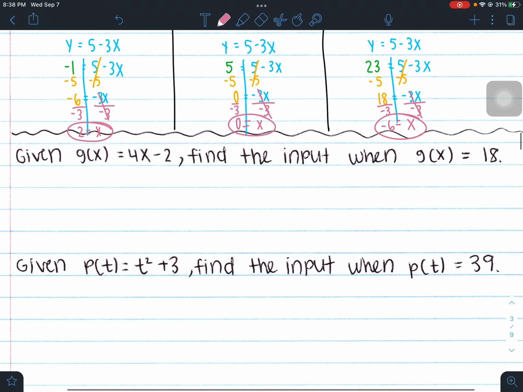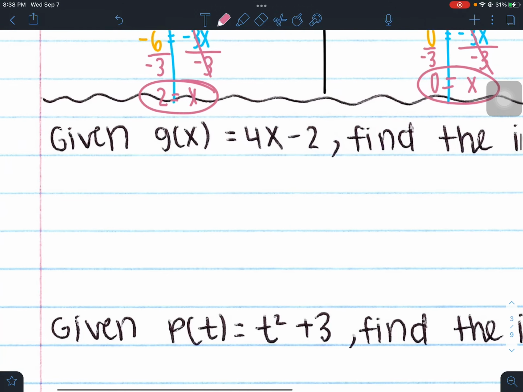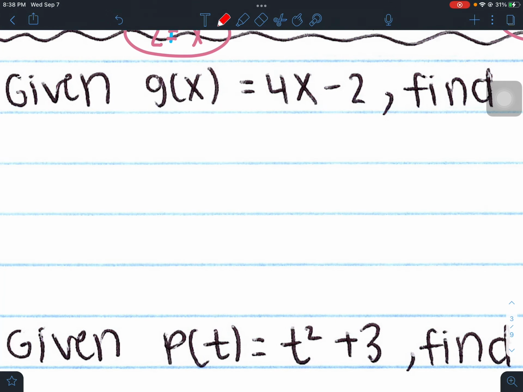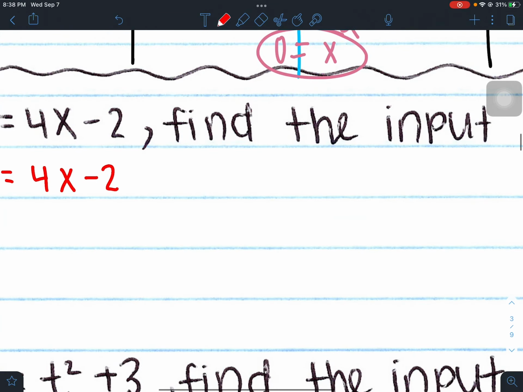All right, and we're moving into the last two problems of this section. Given g of x equals 4x minus 2, find the input when g of x is 18. So let's go ahead and translate all this. We know that g of x is the same thing as y. So we're going to rewrite this as y equals 4x minus 2. We're given a function here. They want us to find the input.